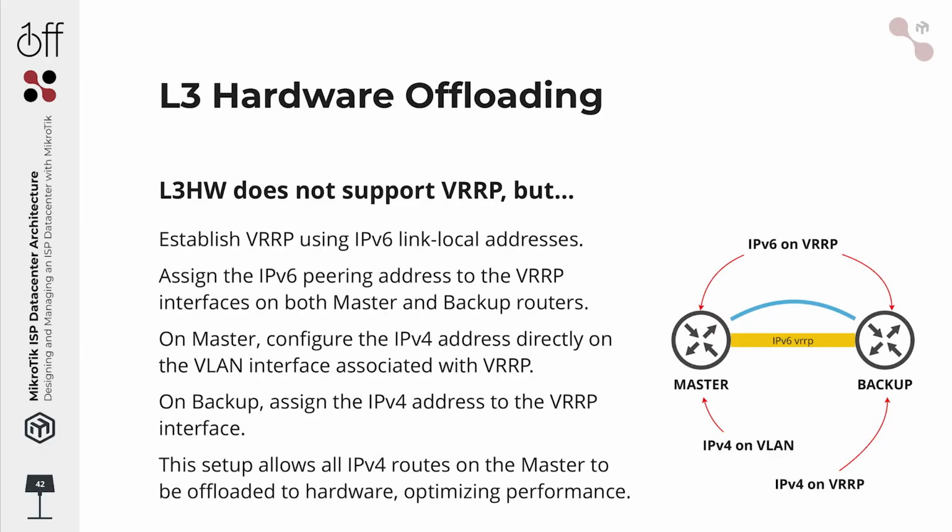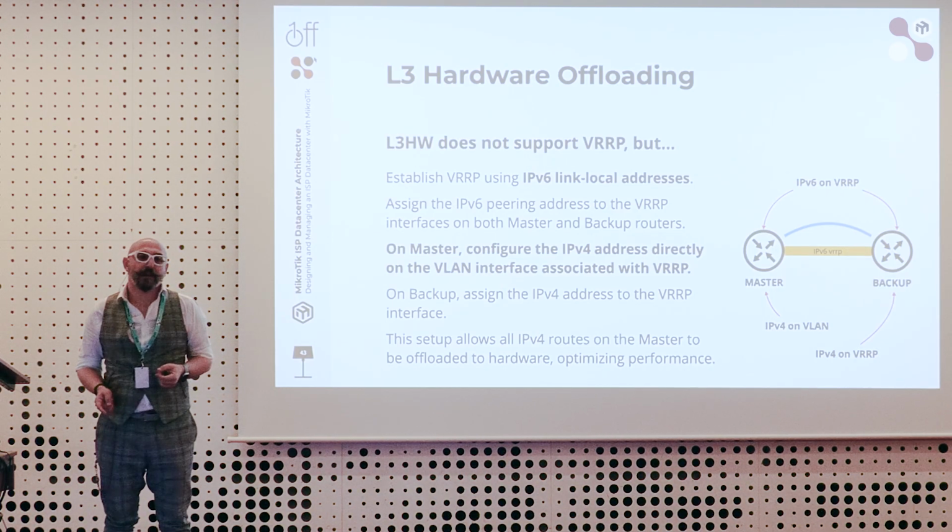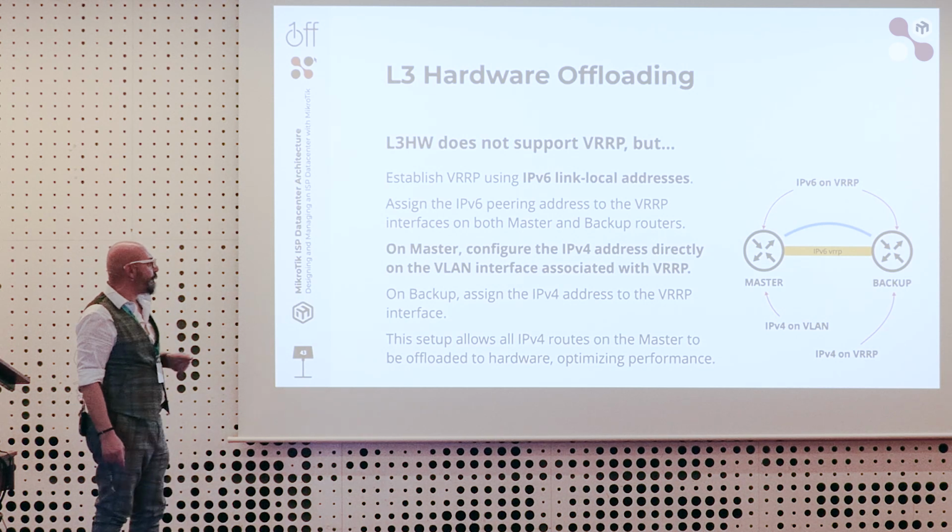What about VRRP? Well, VRRP is not compatible with layer 3 hardware offloading. It's a trick, of course. This slide is a trick. I used to configure IPv6 VRRP using link local addresses and set up the IPv4 address not in the VRRP interface on the master, but on the VLAN itself. And the other IP, the same IP, on the VRRP interface on the backup.